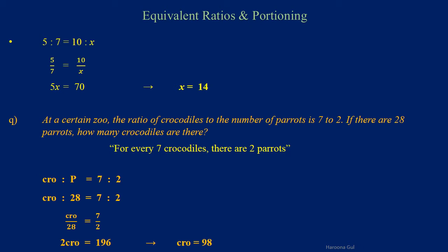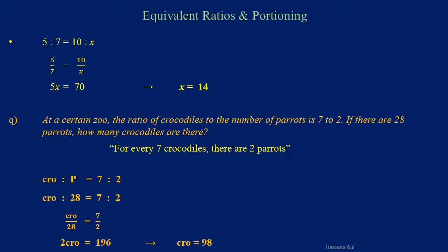Now we have a question. It says that at a certain zoo, the ratio of crocodiles to the number of parrots is 7 to 2. So 7 crocodiles to 2 parrots. If there are 28 parrots, how many crocodiles are there? Very easy question. For every 7 crocodiles, there are 2 parrots. In the examples, we had the equation and we solved it. Here we have a statement, and we're going to convert it into an equation.